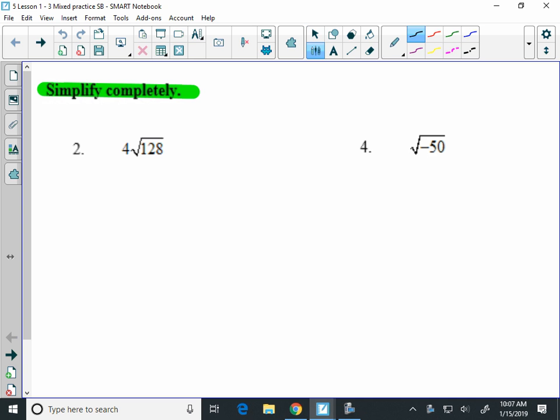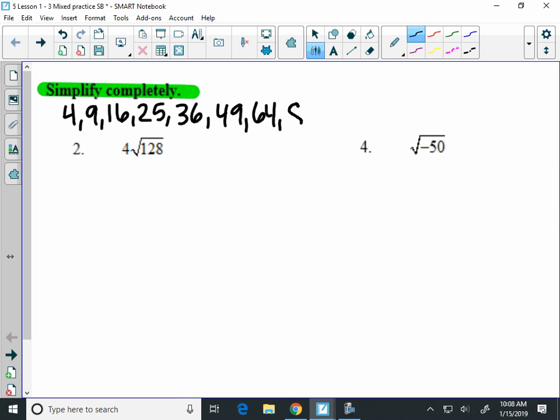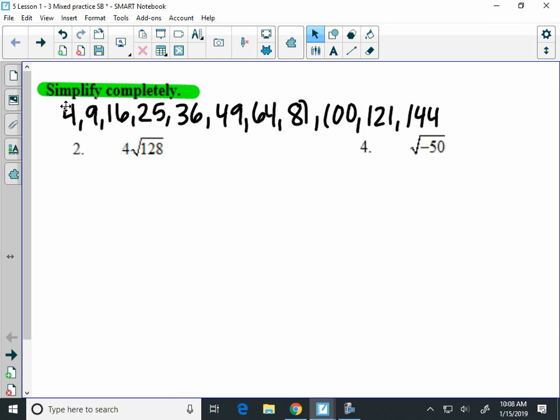Remember, when you're simplifying square roots, you need to know the list of the first at least 12 perfect squares. So I'll write them here just really quickly. Now from that list, you are looking to break down the square root of 128 by finding the biggest perfect square from that list that goes into 128. So you can take a minute, look using your calculator. The coefficient of 4 is going to stay the same.